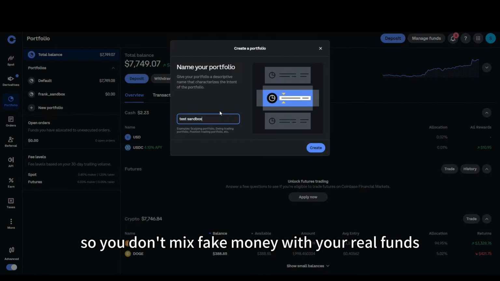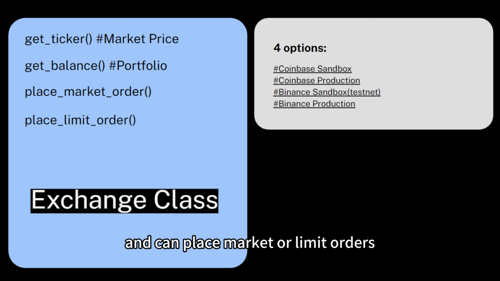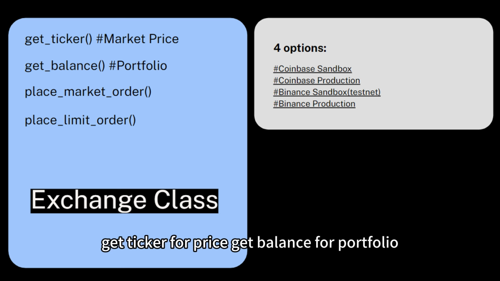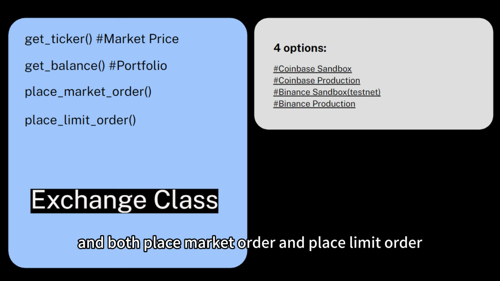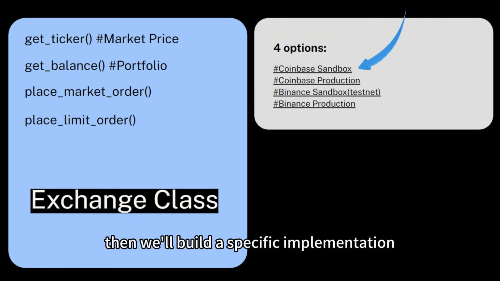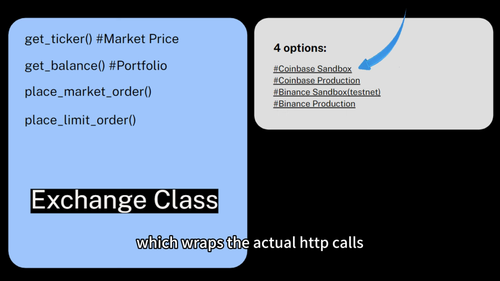Also, make sure to create a new portfolio inside Coinbase just for testing, so you don't mix fake money with your real funds. Now, we'll write a small Python service to handle communication with Coinbase. This service pulls the latest price and your current balances, and can place market or limit orders. The architecture is modular. We have a base exchange class that defines a standard method every exchange needs: get ticker for price, get balance for your portfolio, and both place market order and place limit order. Then we'll build a specific implementation, like Coinbase Exchange, which wraps the actual HTTP calls.